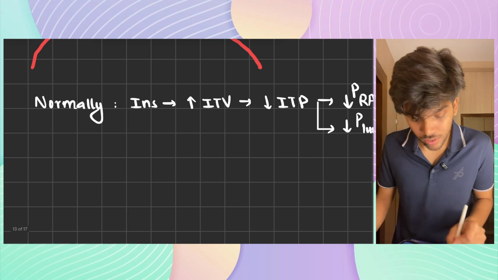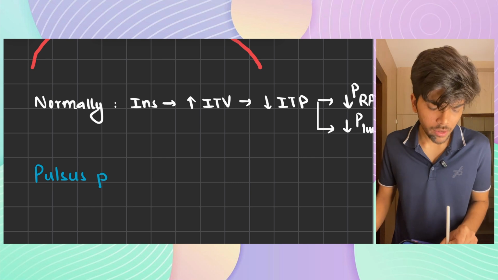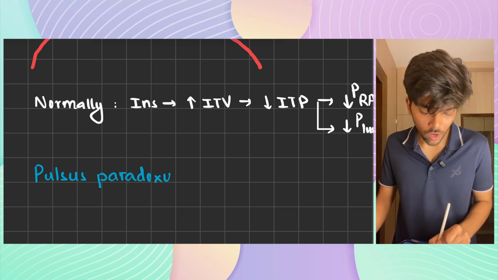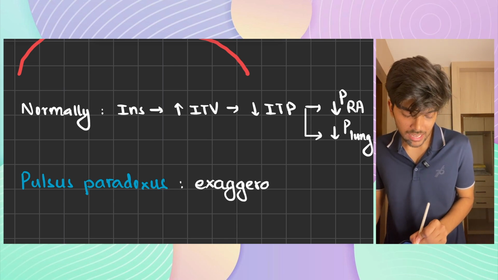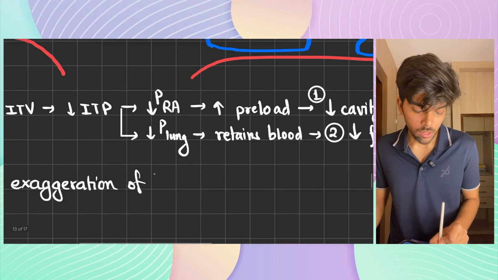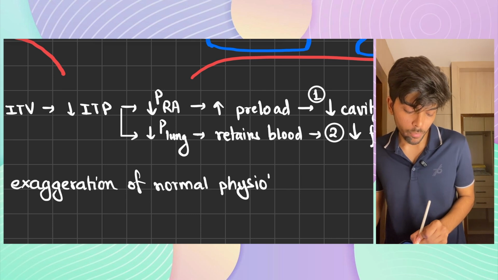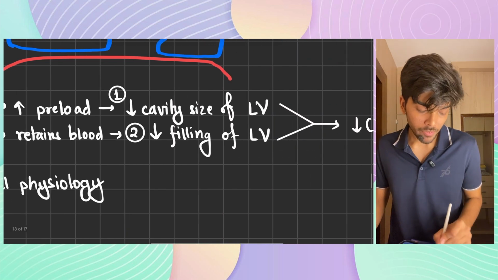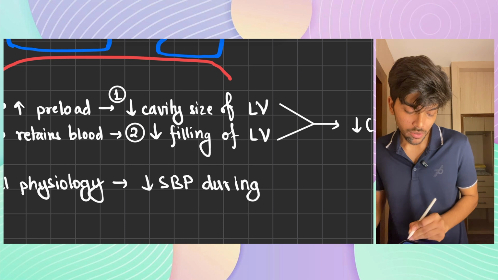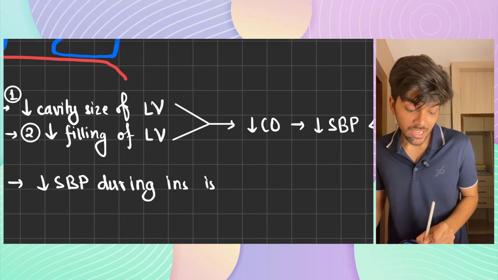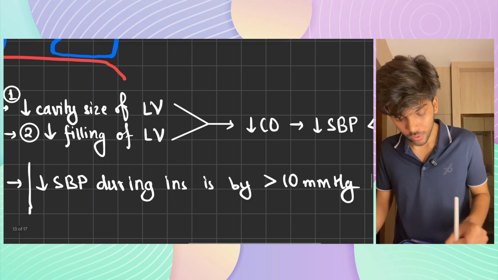While in Pulsus paradoxus, what you get is the same thing. It is nothing but the exaggeration of normal physiology. So instead of a drop in systolic blood pressure by less than 10 mm of Hg, the drop in systolic blood pressure during inspiration is by more than 10 mm of Hg.